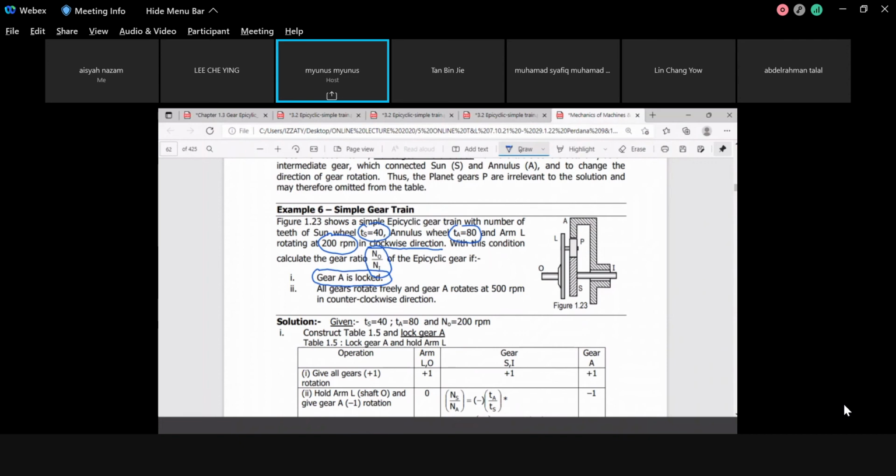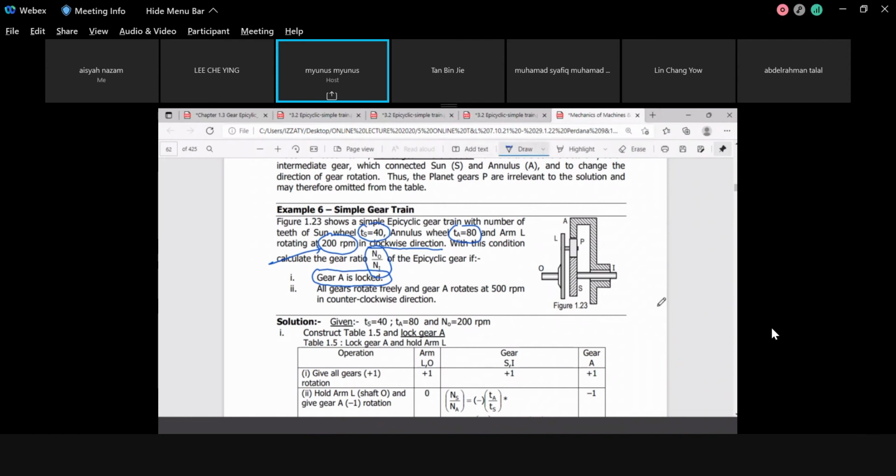Number two, all gears rotate freely, and gear A is locked. Remember, when you fill in your gear, you must have two speeds. One speed, this one, speed number one. Must have two speeds, right? Speed number two, this one. There must be two speeds, then it's correct. Otherwise, it's not correct. So you have to remember this one: when you fill in the gear, there must be two speeds. It doesn't matter which speed, it doesn't matter. It's not supposed to be only A and S. Any part of the gear must provide you two speeds.